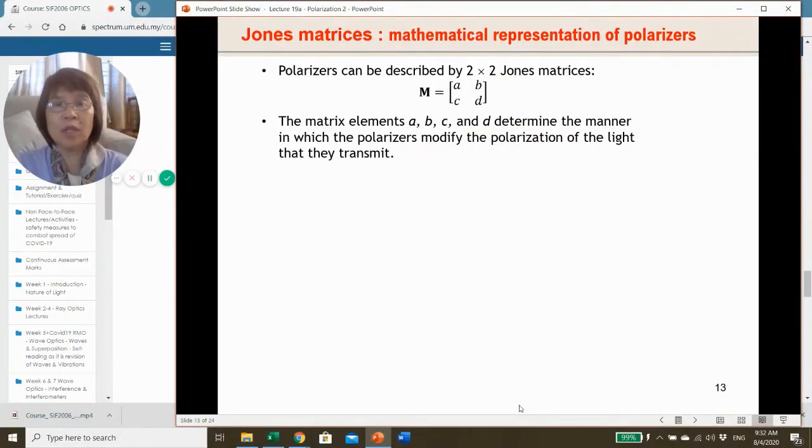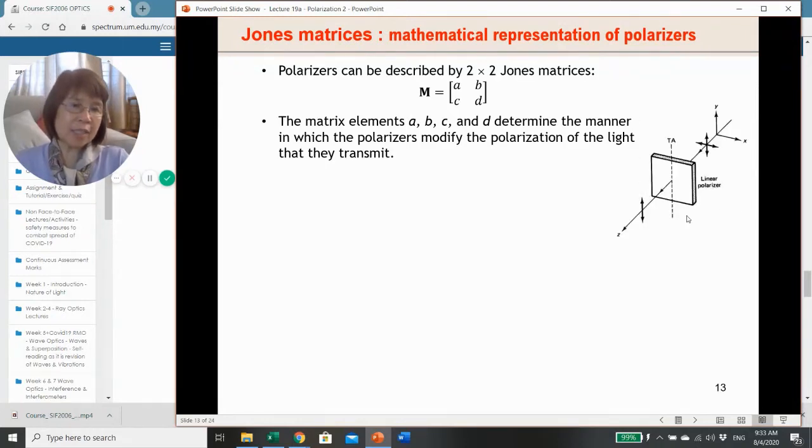Now we will work on the mathematical representation of the polarizer, and we will represent them using a Jones matrix. It is a 2 by 2 matrix with 4 elements, as you can see here, A, B, C, D, and these values will then determine how the polarizer would modify the polarization state of the light that it is transmitting.